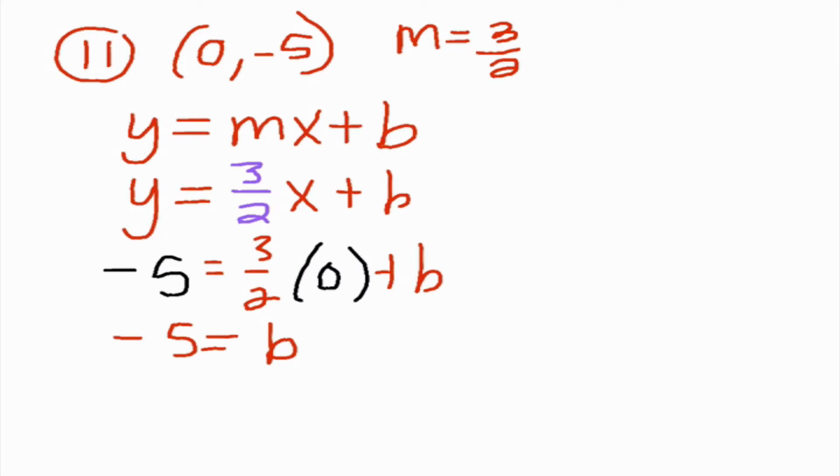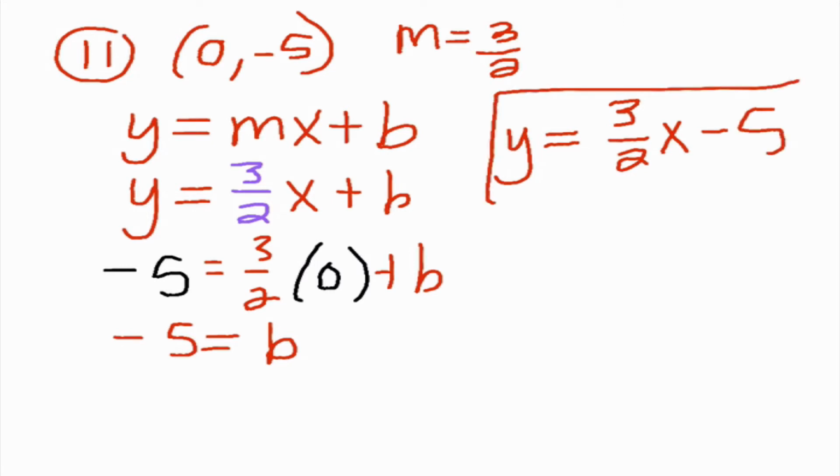Some of you may have seen this in the fact that 0 was our x value here, which means that this is the y-intercept already. But if you weren't really paying attention, this would give you the same answer. So I'm going to write my equation, y equals 3 halves x minus 5. This is the equation of our line. If I needed to find any other point on this line, I could substitute any x value in, and it would give me a y value. So x is my input, y is my output.